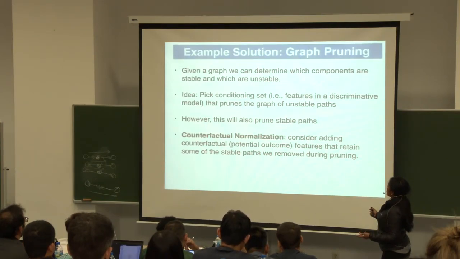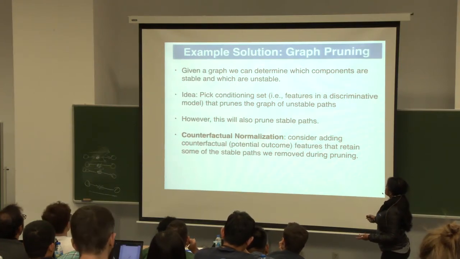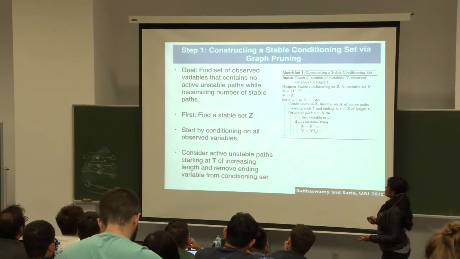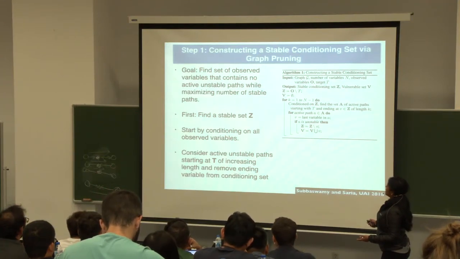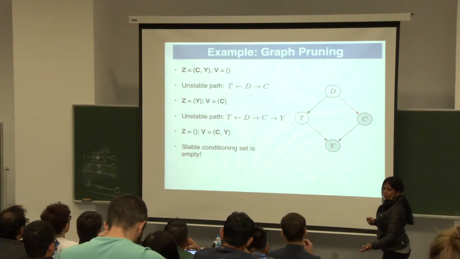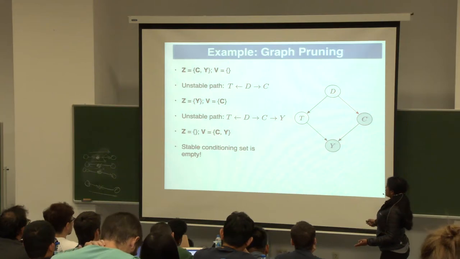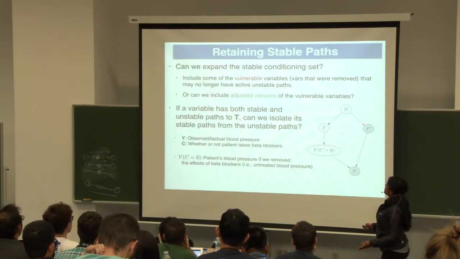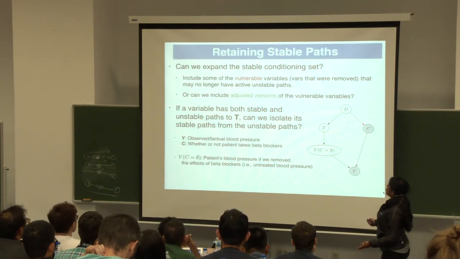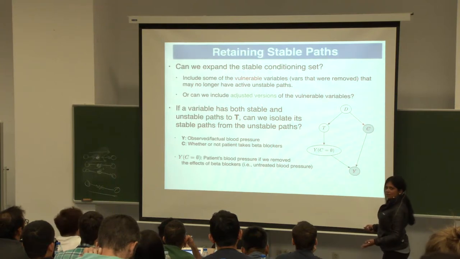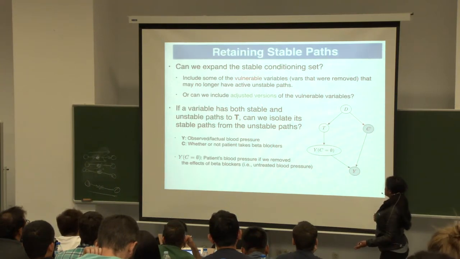So given a graph, you can determine which components are stable and which are unstable. So the first thing you do is pick a conditioning set. This conditioning set is essentially just giving you that path-based algorithm that says, let me first identify all the variables that are not vulnerable and only keep those. And in this graph, when I do that, that turns out to be the empty set. Z is empty. Then step two, the intuition is as follows. Can I augment my set by adding paths that are stable?